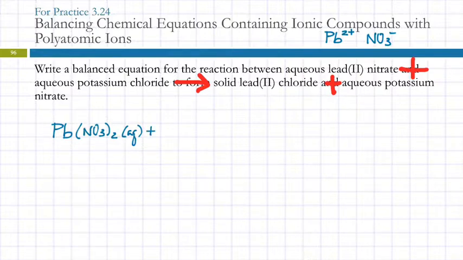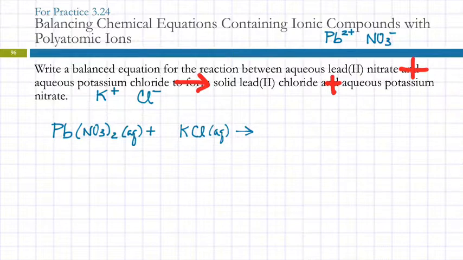Plus potassium chloride. Again, I need to look at the elements and their charges. So potassium is K. What's the charge on a potassium ion? +1, because potassium's in group 1 of the periodic table. And chloride is Cl minus because it's in group 7 of the periodic table. You come back from group 8. It's -1. So +1, -1, we don't need to do any cross multiplying or crisscross things. KCl. That's also aqueous. And then we get the arrow.